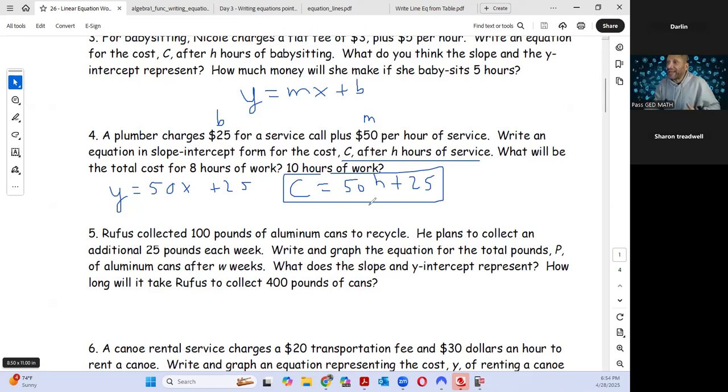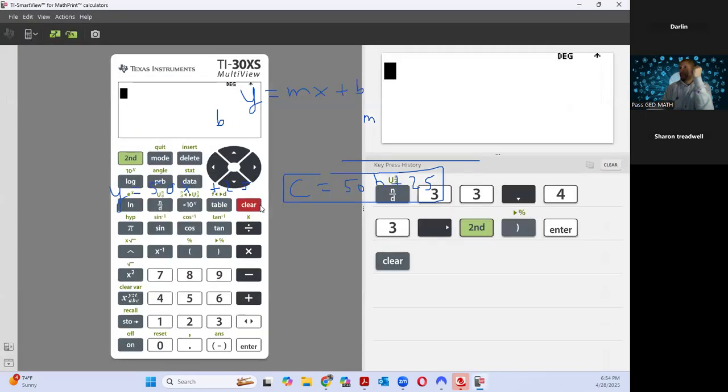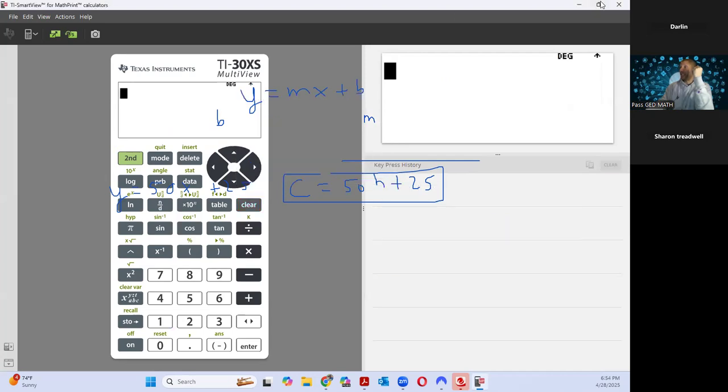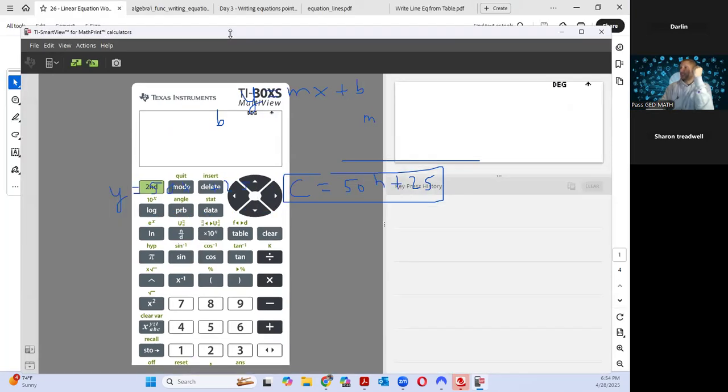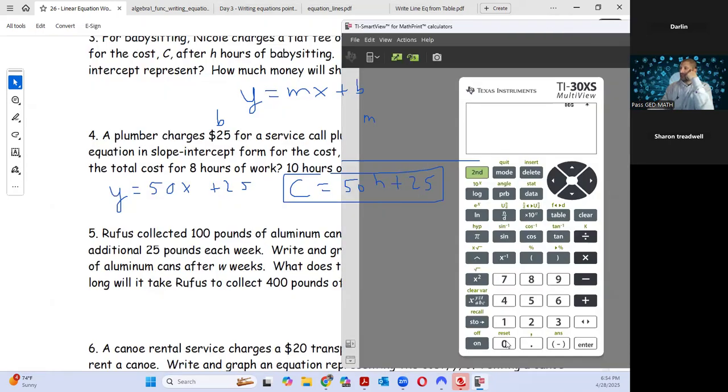Now, what's the total cost of 8 hours? How will we find that? Could we plug that into our calculator? Yeah, you could do 50 times eight. What's h? H is hours. And how many hours are they asking about? 8. So we're going to do 50 times 8, and then plus 25. And then they want to know 10 hours: 50 times 10 plus 25, same exact thing. So 425 and 525. Very good.